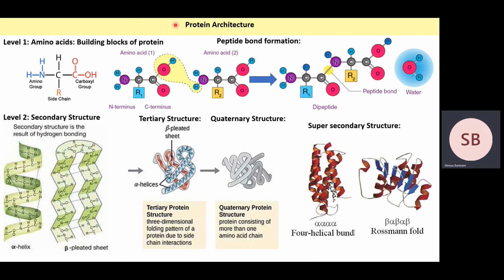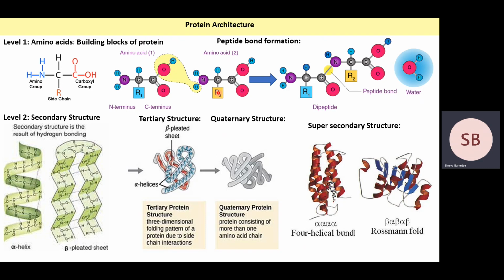Now we will talk about protein architecture. So like we saw, amino acids are the building blocks of proteins. Two amino acids can come together and lose a molecule of water, that is, from the COOH group an OH is lost, and from the NH2 group an H is lost.